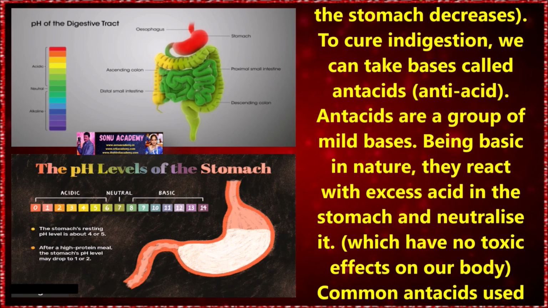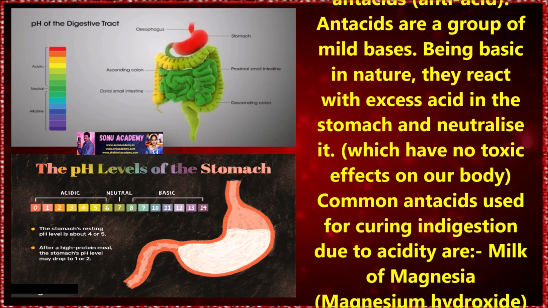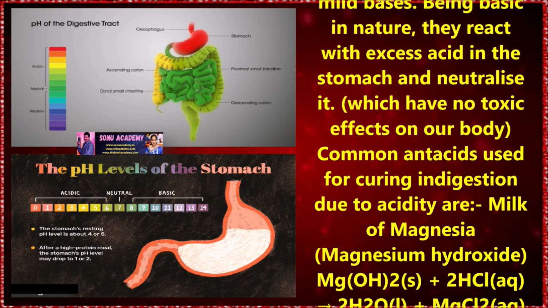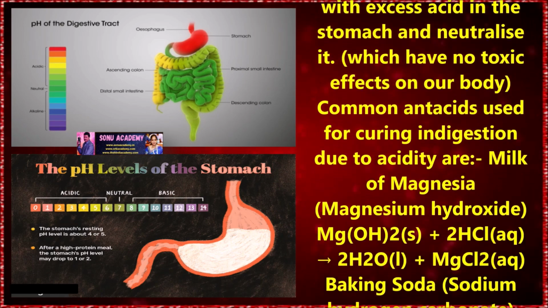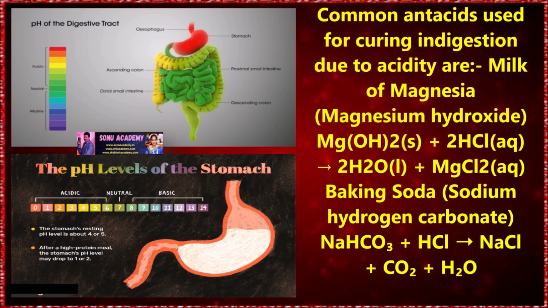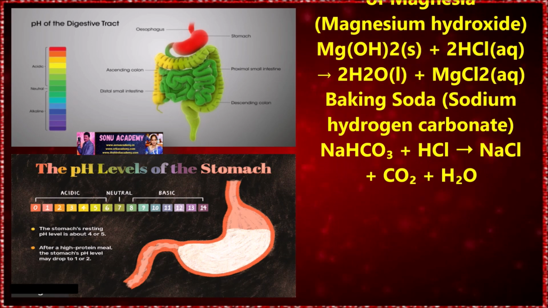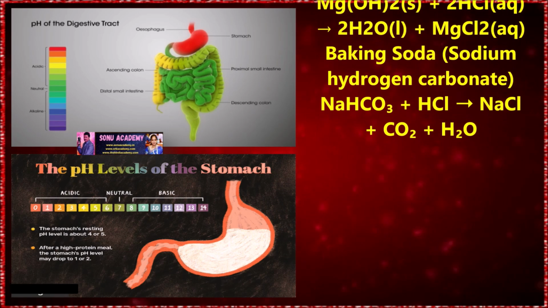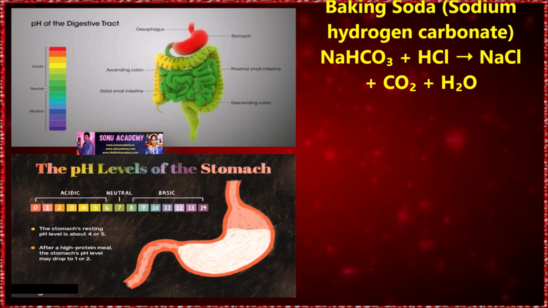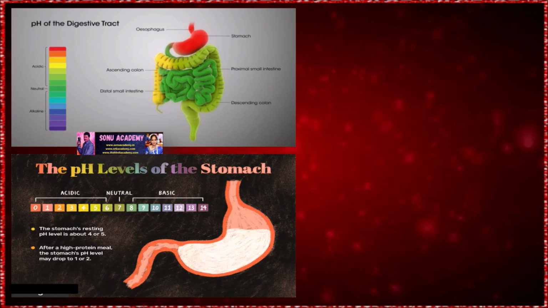To cure indigestion, we can take bases called antacids. Antacids are a group of mild bases. Being basic in nature, they react with the excess acid in the stomach and neutralize it. Common antacids used for curing indigestion due to acidity are milk of magnesia, meaning magnesium hydroxide, and baking soda, etc.